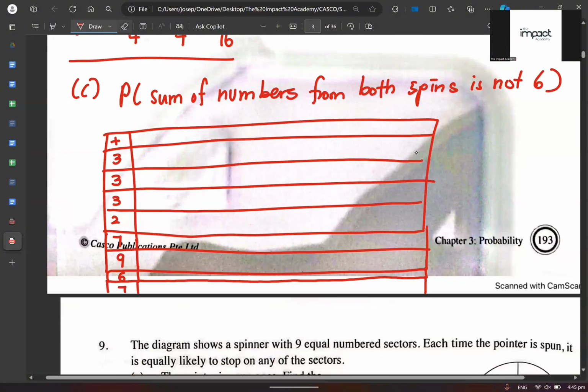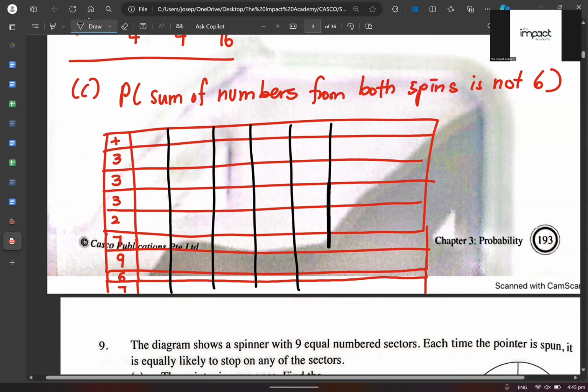7 is okay. Am I making sense? What you want to do is draw a line down. Same thing, 8 columns. Agree or disagree? 1, 2, 3, 4, 5, 6, 7. Am I making sense? Okay, 3, 3, 3, 2, 7, 9, 6, 7. This is my first time. Can you see this is my first time?